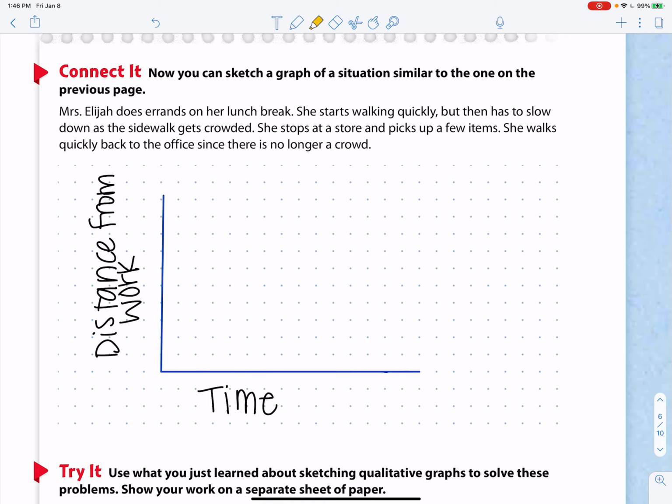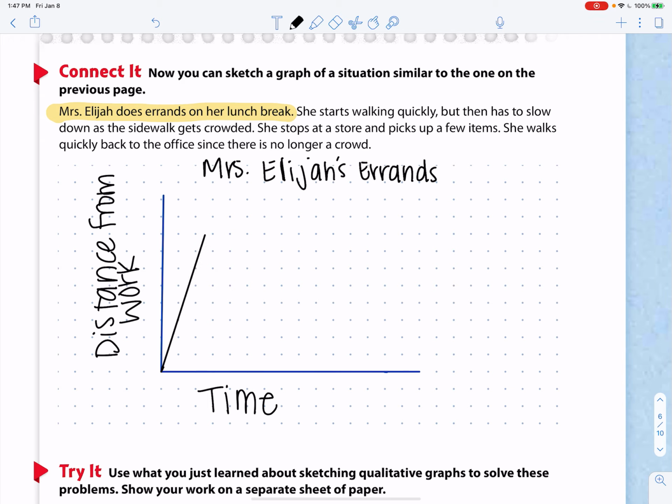All right, so we know she's running her errands. That's what this whole graph is about. Mrs. Elijah's errands. Okay, so that's what this whole graph is about, her running her errands. So she starts walking quickly. So she of course starts off at work. So her distance from work should be 0. So she should start off in this corner. She goes very fast in a small amount of time to wherever she's going, right? So she starts walking quickly, very quickly.